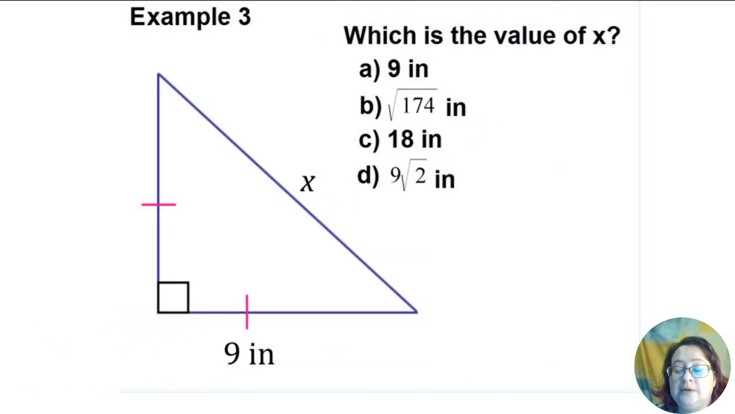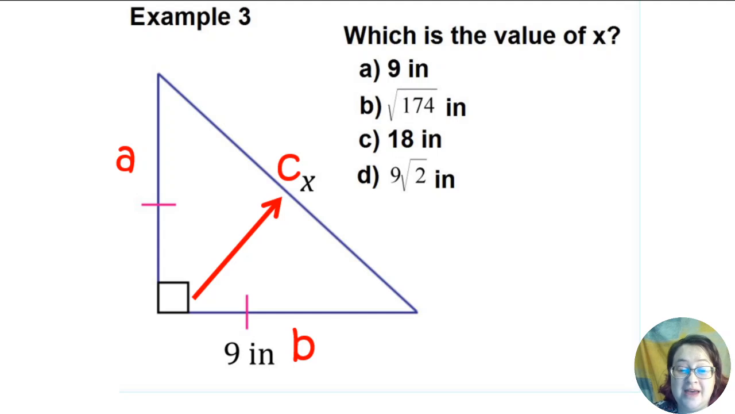Let's try one last one. This one is a little bit tricky. It says, which is the value of x? Again, though, I see a right triangle. I'm going to draw an arrow from my box to the hypotenuse and I'm going to label that C. My other sides are A and B. But if you notice, I don't have a number here with A. I do, however, see tick marks.